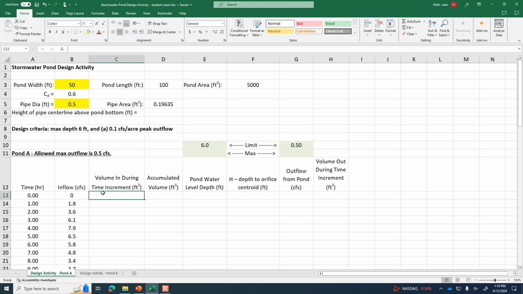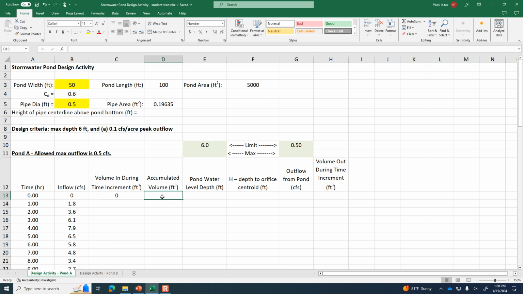Okay, so let's go through and calculate each of these columns here. The first thing, volume in during the increment. If this is the inflow in cubic feet per second, and we can see that this is in 1-hour time steps, that means each row represents 3,600 seconds. So the volume in would be the flow rate multiplied by 3,600. So that tells us the volume that's in.